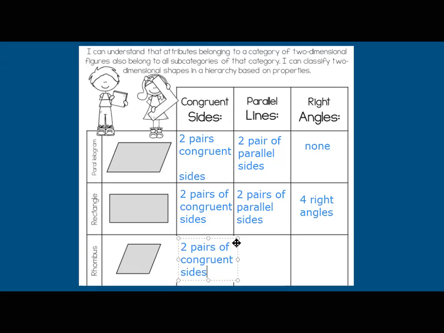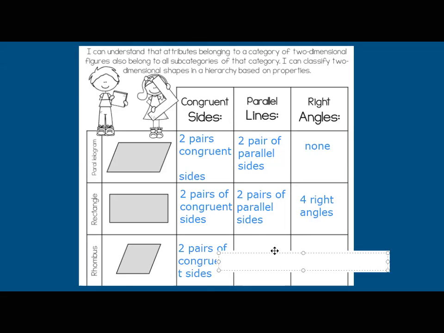All right. What about parallel lines? Do we see any parallel lines? Will they remain the same distance apart? These two are parallel, and these two are parallel. So again, we have two pairs of parallel sides.